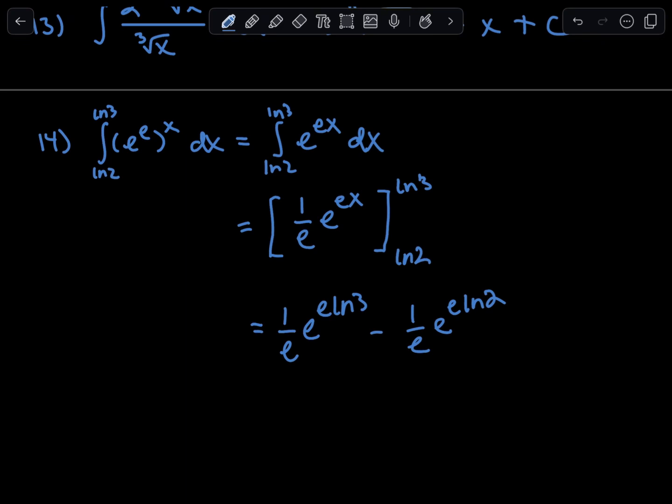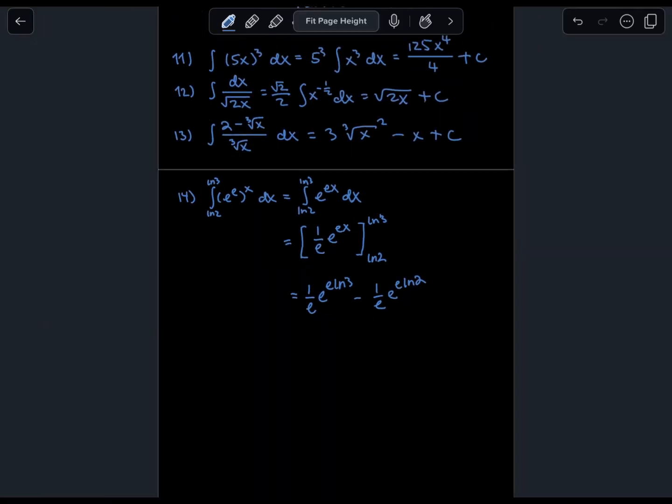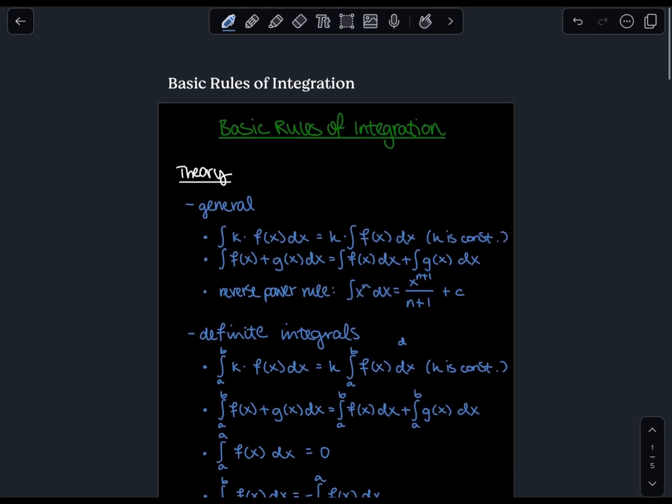And this should just be simplest form, I think. Yes, that's simplest form. Nothing can be done. So there we go. That's the final answer. No plus c since it's a definite integral. Always remember that.